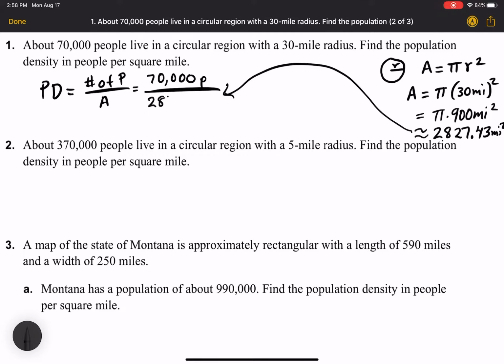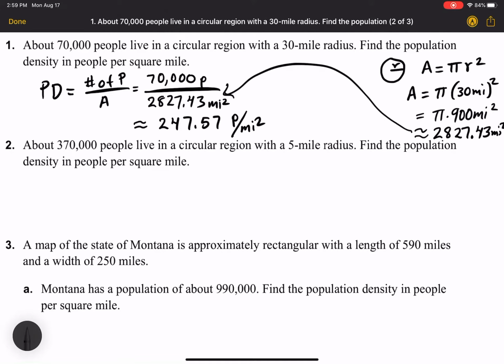And so now what we do is we substitute this area in the formula that we are using here. 70,000 divided by 2827.43 square miles is going to give us the population density of this region, which is approximately 24.76 people per square mile. Please notice how the units are really important. People per square mile, that's how we know we're dealing with population density.